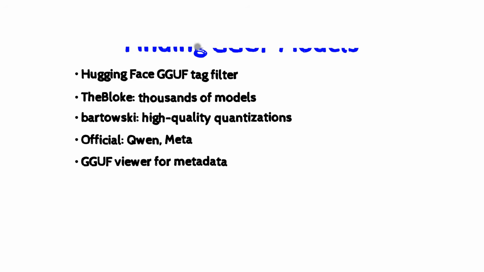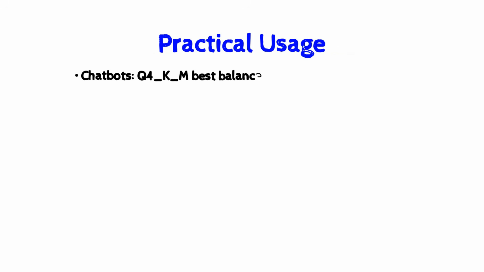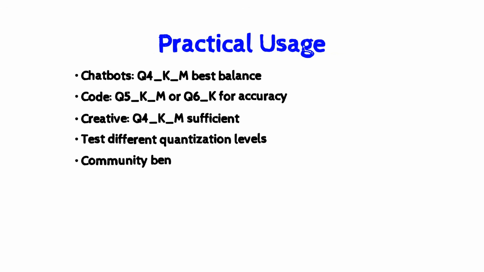Practical usage of GGUF models varies by use case. For general chatbots and assistants, q4_k_m provides the best balance of quality and size. For code generation or technical tasks where accuracy is critical, consider q5_k_m or q6_k. For creative writing, q4_k_m is usually sufficient, and you might even experiment with q3_k for faster generation. Always test different quantization levels to find what works best for your specific application and hardware. The community provides extensive benchmarks and comparisons to help guide your choice.